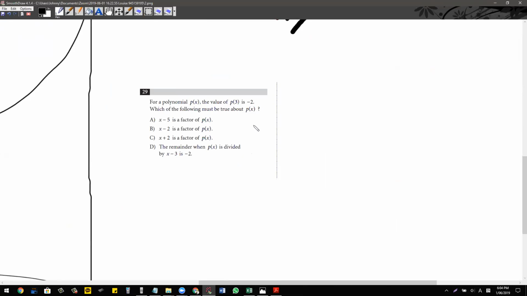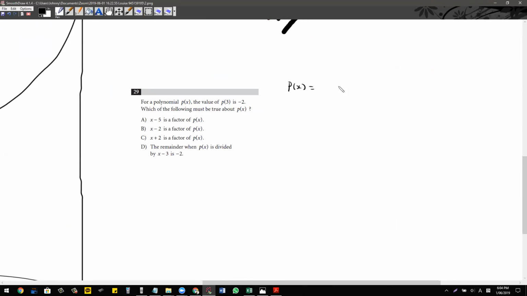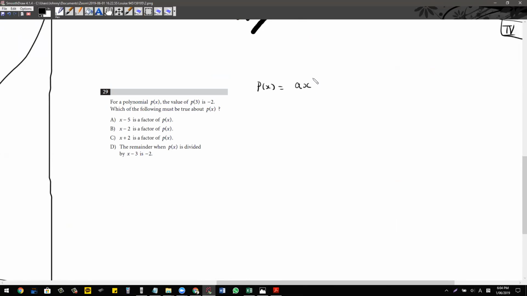29. So there's a polynomial p of x. Do you know what a polynomial is? I think so. A polynomial is something that looks like this: a x to the power of n, b x to the power of n minus 1, c x to the power of n minus 2, etc. An example is 2x to the power of 5, 3x to the power of 4, and then x plus 1. That's a polynomial. It has x to the power of something, with any number in front of it.